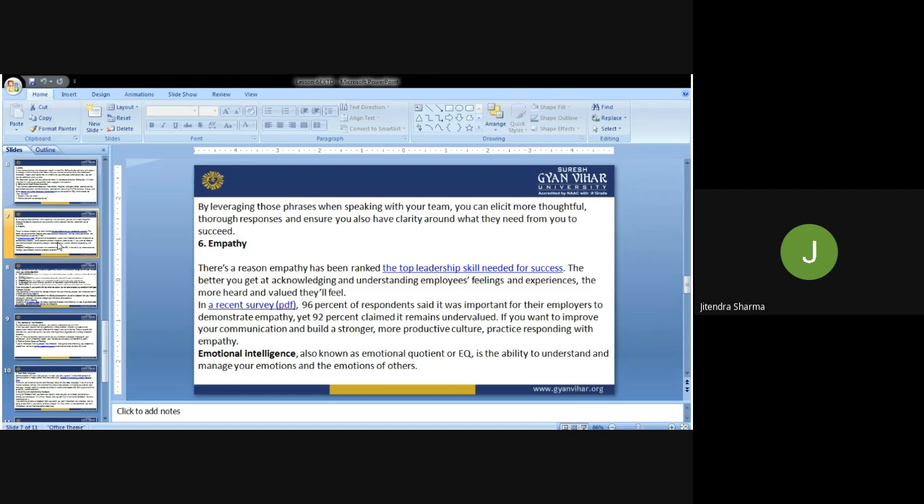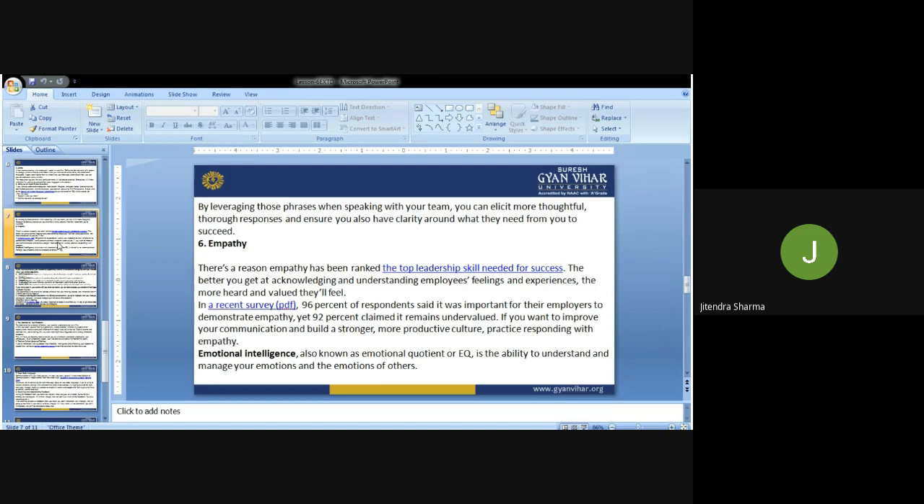So this is also very important: the leader should develop the skills himself, so that he can have clarity of the message he wants to send down the line. Empathy. There is a reason empathy has been ranked the top. Empathy is just that the leader should understand the emotions of people. He should have the skills of understanding the emotional outreach of the people. There is a reason empathy has been ranked the top leadership skill needed for success.